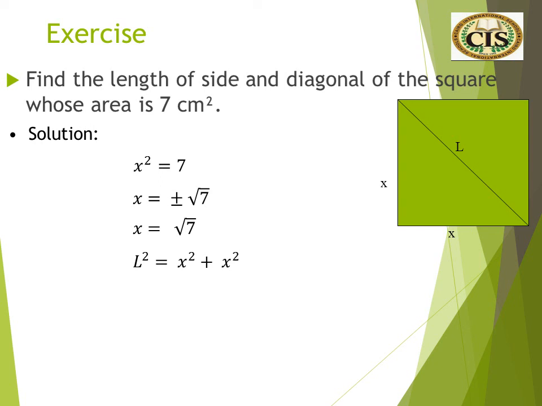By the Pythagoras theorem, L power 2 equals x power 2 plus x power 2. We found x power 2 equals 7. So L power 2 equals 14, and L equals the square root of 14.